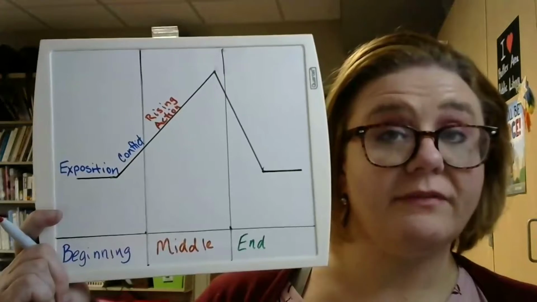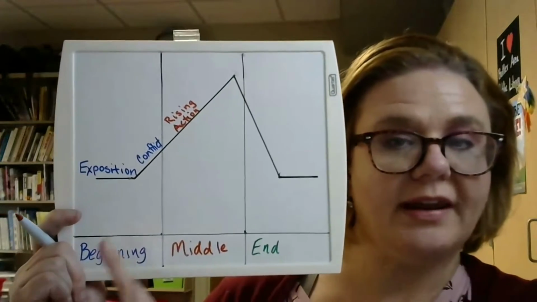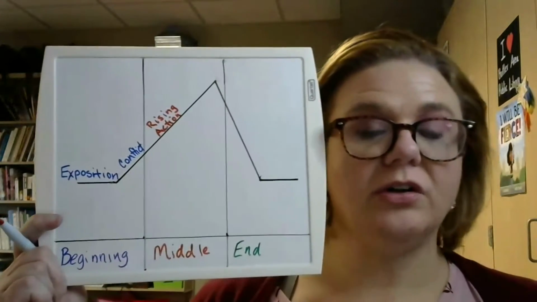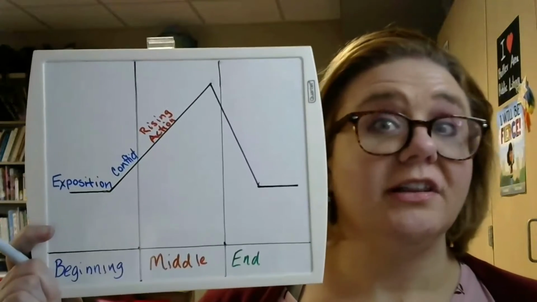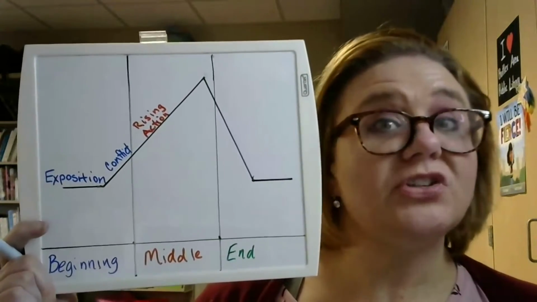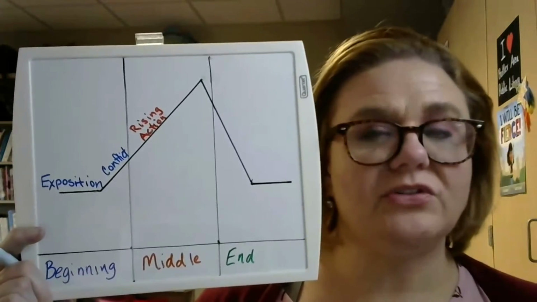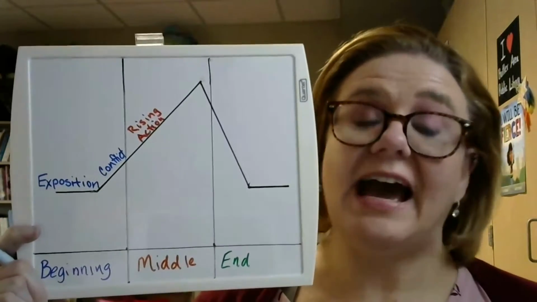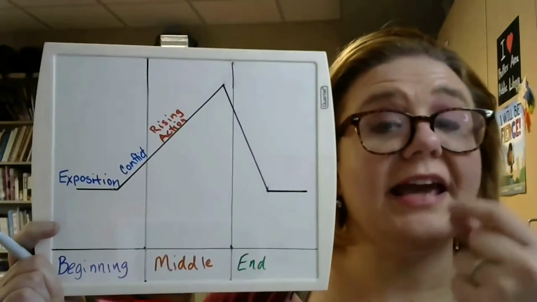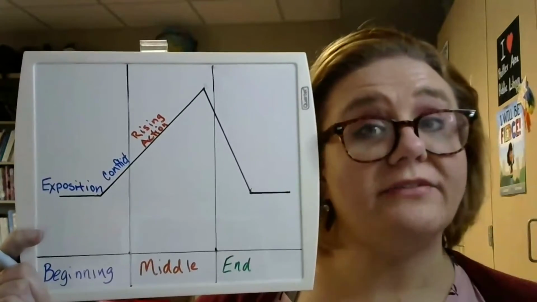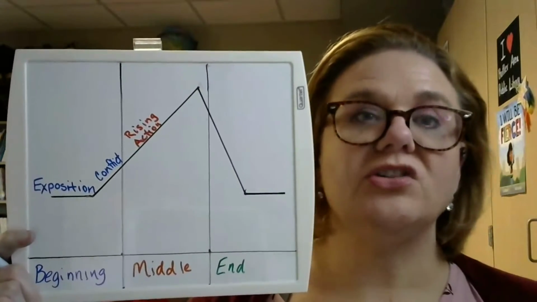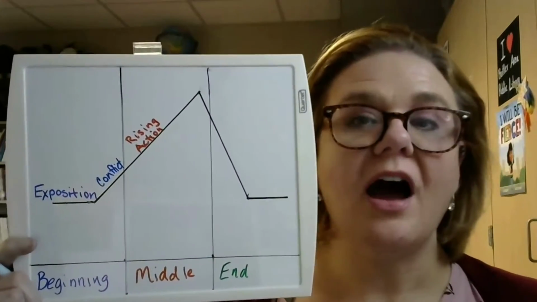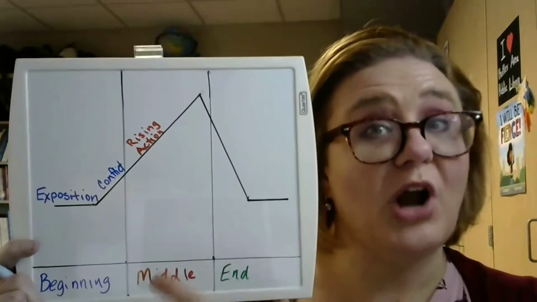So now in the middle of the story, we continue trending upward with something called the rising action. The rising action is what keeps the story from leveling off after you introduce the conflict. You can't just tell about the conflict and then leave it at that. You have to have rising action to continue driving the story forward. So this is in pursuit of the resolution to the problem.